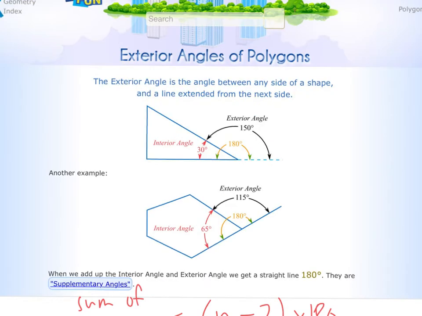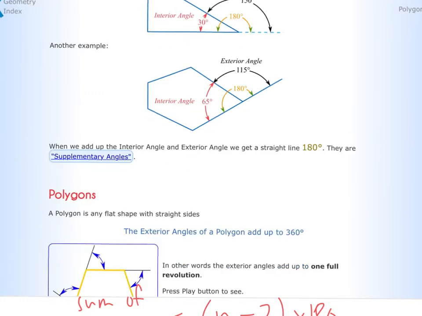Okay, so here's another example. This time we've got an irregular pentagon, and you can see there the interior angle is 60. If you draw on the straight line, continue it as if you're not making the shape, that's 115, and 65 makes 180 there on a straight line. So as it says here, when we add up the interior angle and the exterior angle, we get a straight line, 180 degrees. And they're an example of supplementary angles.